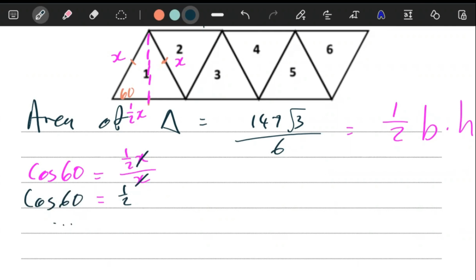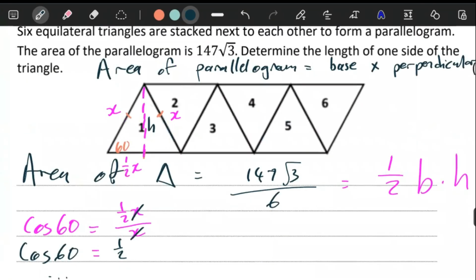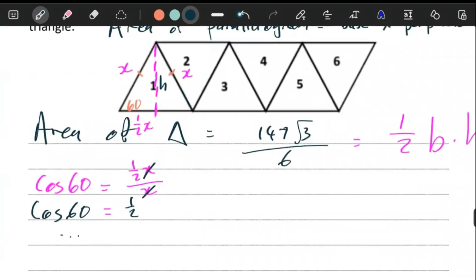So obviously we might as well maybe then get the height. I don't even know why I was writing this out. The height, sorry. Here to get the height, you can say opposite over half x, or you can even just say, you can even use opposite over hypotenuse. You can also use sine. It doesn't matter what you choose to use. So sine 60 is opposite over hypotenuse, which is x.